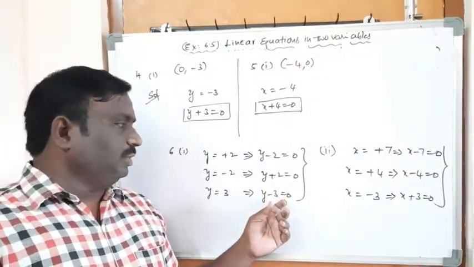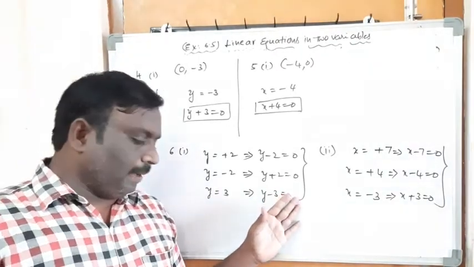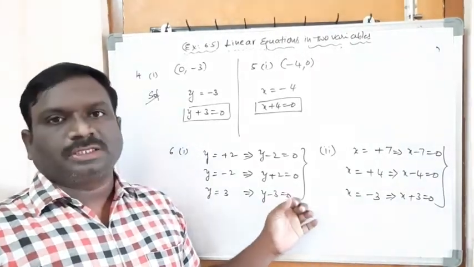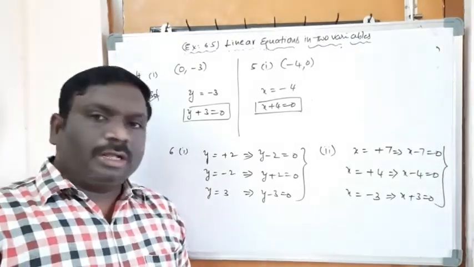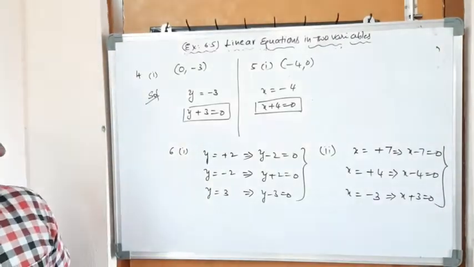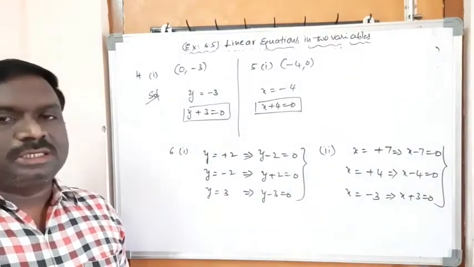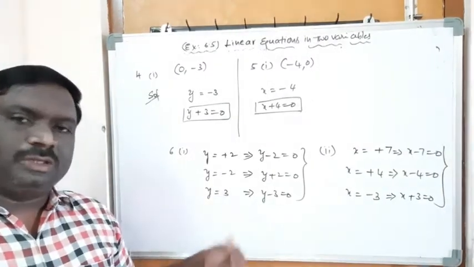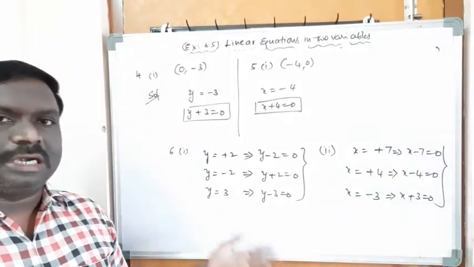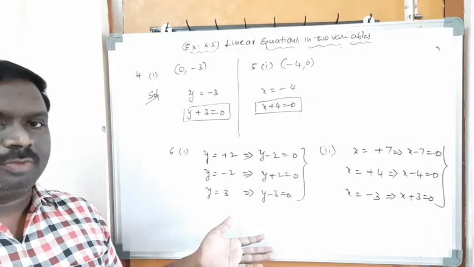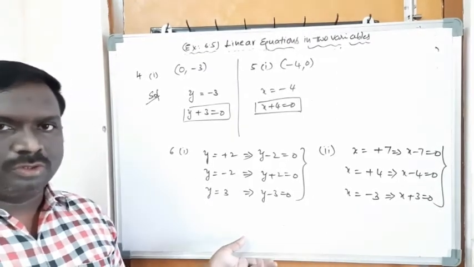This is the chapter on linear equations in two variables. So up to here, this chapter is completed. Hope you understand these two exercises, and some word problems are there. Try those word problems. If you did not understand those word problems, you can make a call to me. I will explain how to do those word problems.